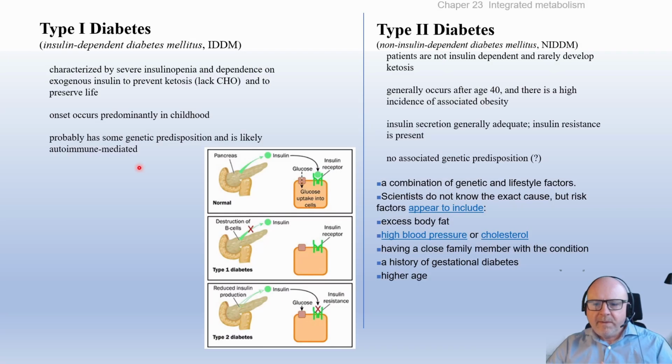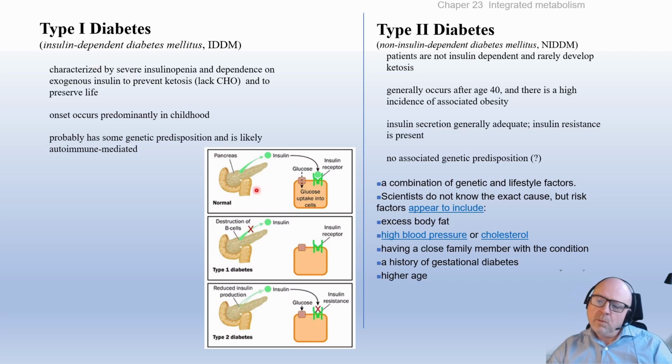Okay, diabetes. I guess many people know there are two types of diabetes. There's child onset type 1 diabetes and adult onset type 2 diabetes. Type 1 diabetes is insulin dependent. Type 2 diabetes is non-insulin dependent. So type 1, maybe we can just have a look at this figure here.